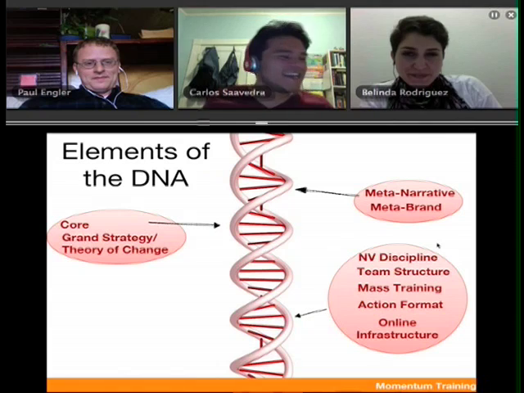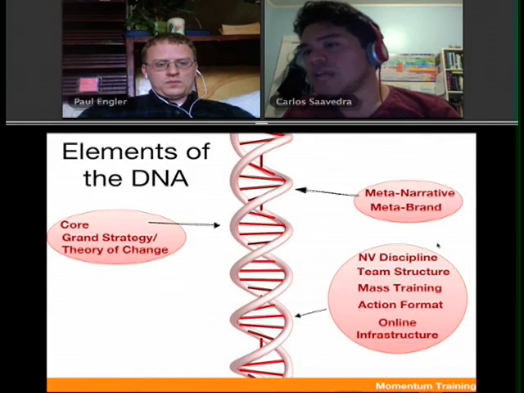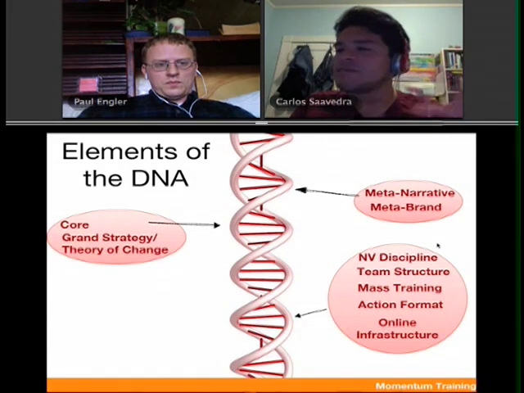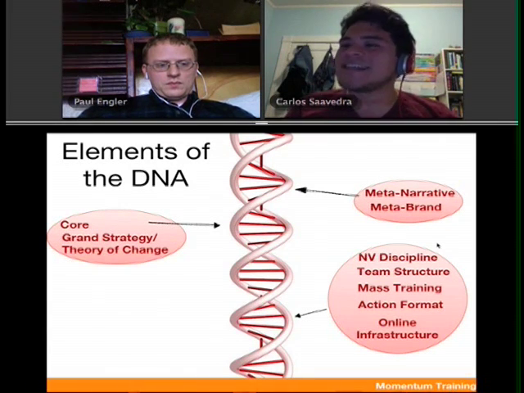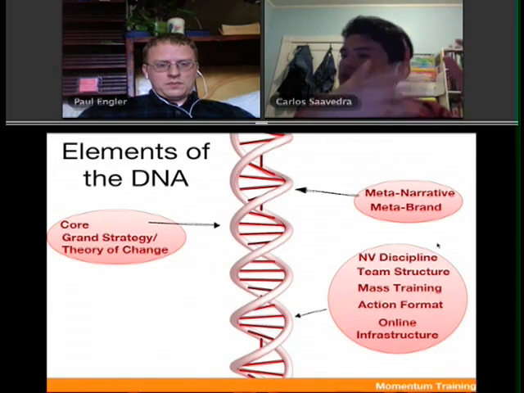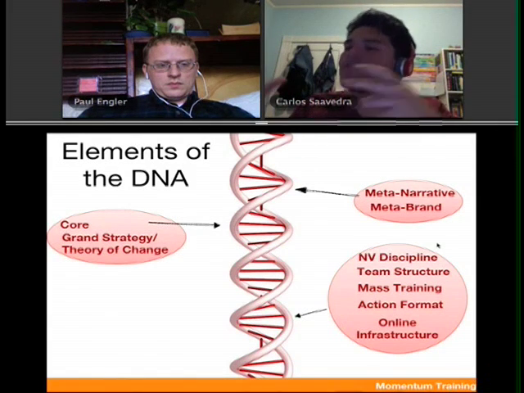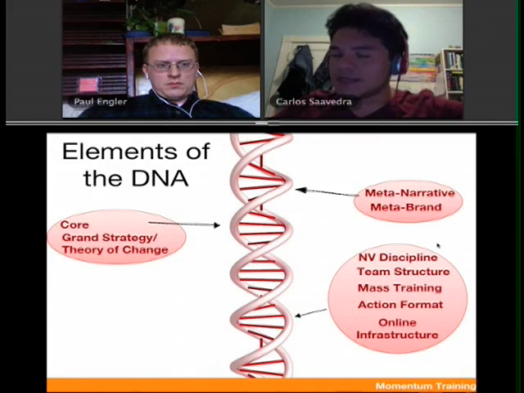So team, there's 9 elements that we're going to go through today with you. But I wanted to put them in 3 different little buckets. The first one, which we think is very important, is the core. The second one is the grand strategy / theory of change. And the core has really two of them. We're going to go through each one of them. The other one we think is really important is meta-narrative and meta-brand, which is the story and the branding of your campaign or your movement.